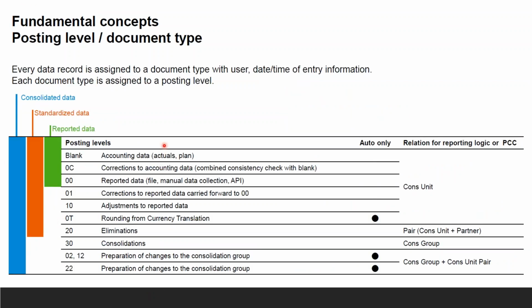So posting level, where we are using this. 00 is the one when we are releasing the data and everything. These three are reported data. These two posting levels, we are using for the reported data. Standardized data, we are using these posting levels, and consolidation data, we are using these posting levels. So everything has been predefined, these posting levels.